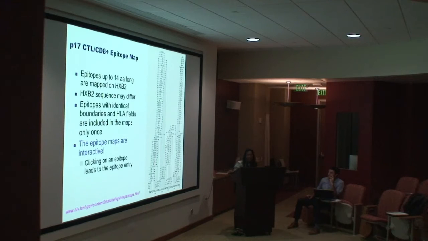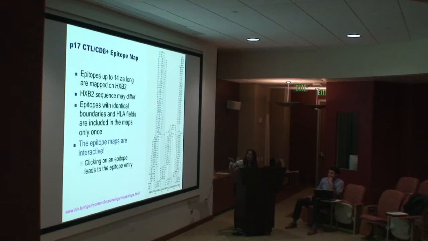Now what we do on the database is we use the same reference sequence, it's called HXB2, and what that does is help clear up numbering systems so that everything aligns to the same place and everybody knows what they're talking about when they come up with a number or a certain set of coordinates on the sequence. Only epitopes that are 14 amino acids or less are shown on this map. Anything larger than that is not shown on this map.